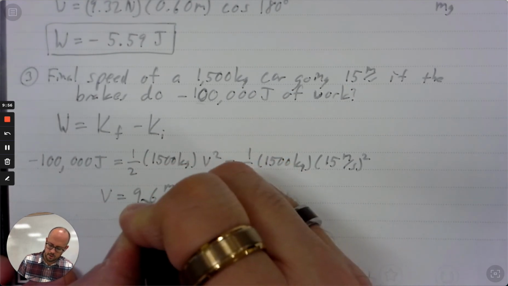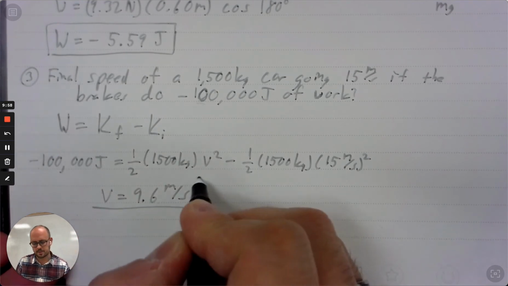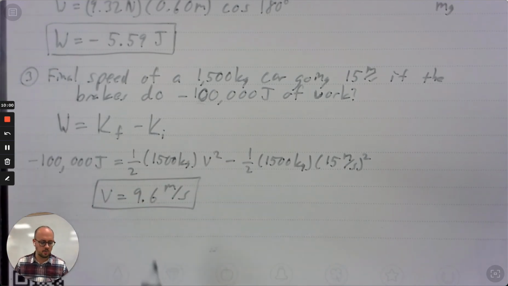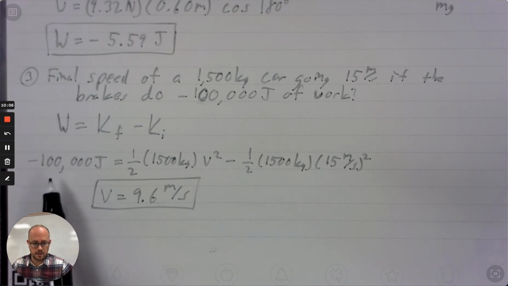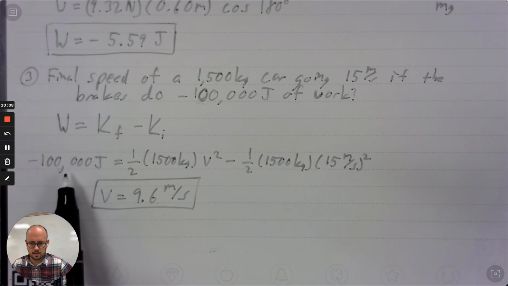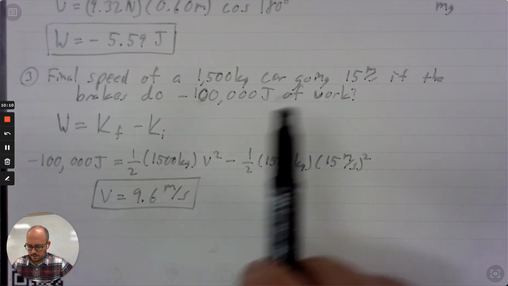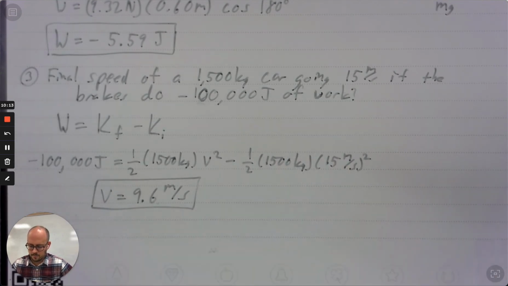So part of this problem is showing you how to set up a work energy question. The other part of it is showing you that you can take 100,000 joules of energy out of a car and its speed has just decreased, in this case, by 5.4 meters per second, or like 12 miles per hour. So that's like a ton of energy from what we've seen in our problems, but it's really not that much in terms of a car.